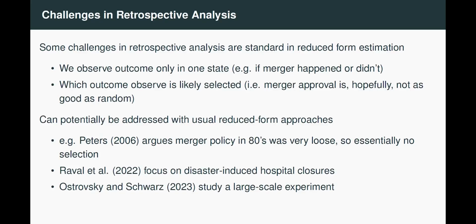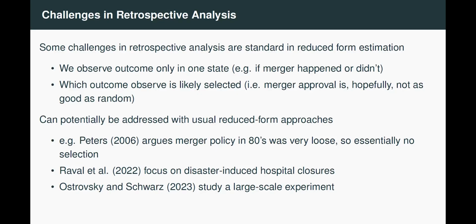Now, of course, doing retrospective analysis right, even with a systematic data set, faces certain challenges, which are in fact many of the same challenges faced in standard reduced form retrospective analysis of causal effects. In particular, we only observe an outcome for one state. The merger either happened or it didn't. And whichever outcome we get to observe is presumably not random. Merger approval is, in general, not going to be as good as random. So we need to worry about the selection that induces.